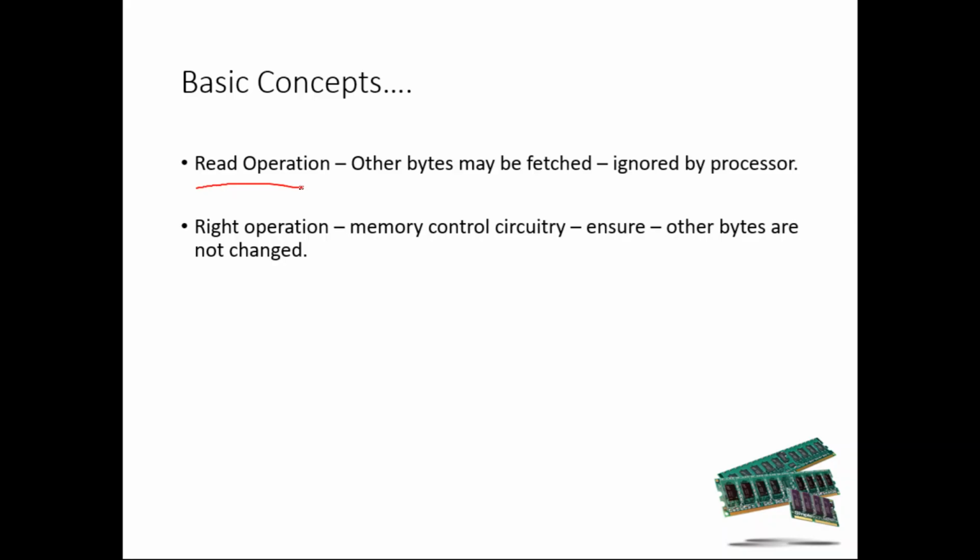When you perform a read operation, the entire word will be fetched. But assume that the processor wants only 1 byte from the word. It does not need the entire word, it needs only 1 byte. Still, all the other bytes from the given word will also be fetched. The entire word will be fetched, so the processor will use only the bytes that it wants and may ignore the other bytes.